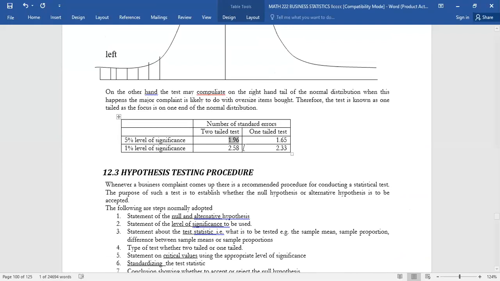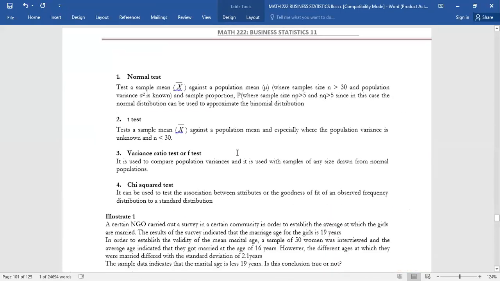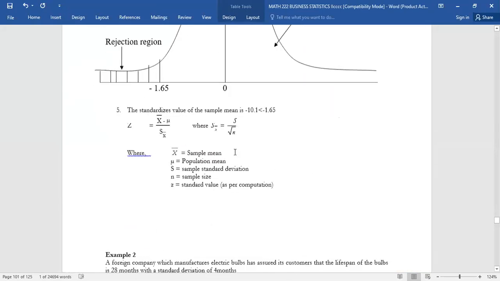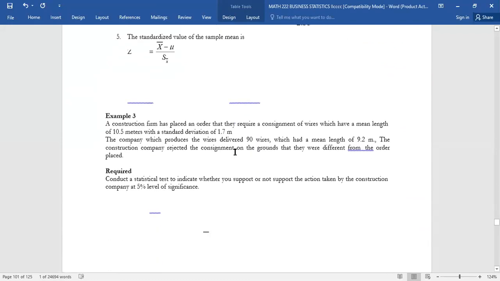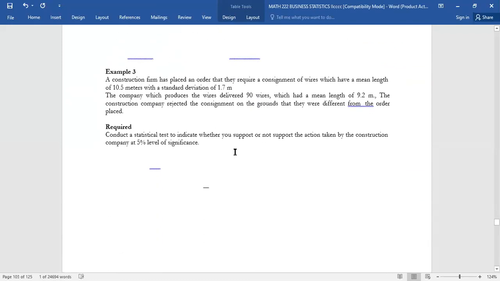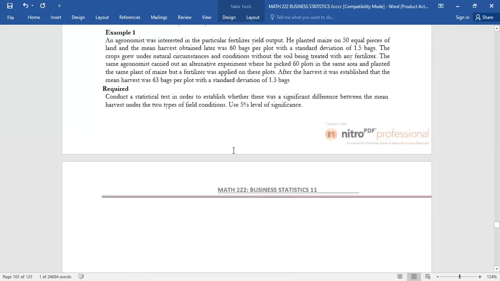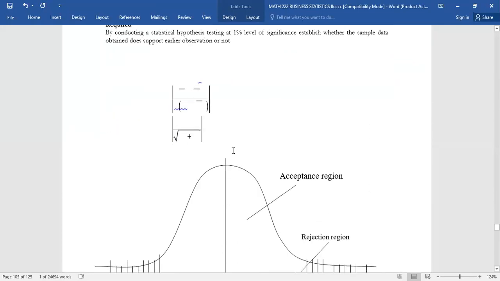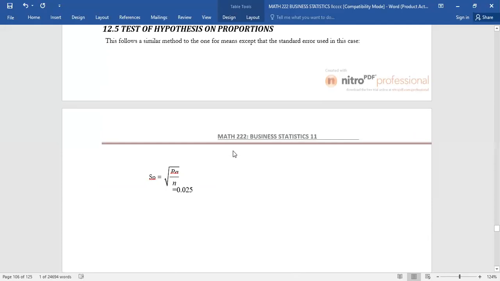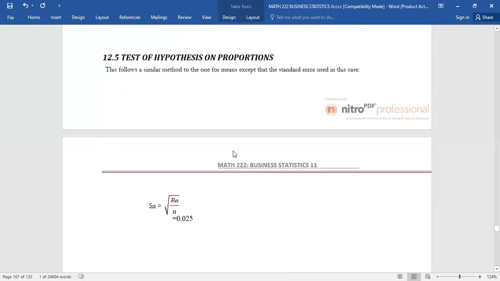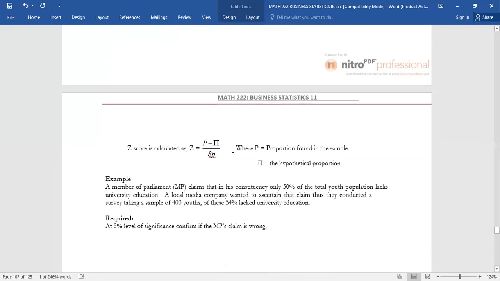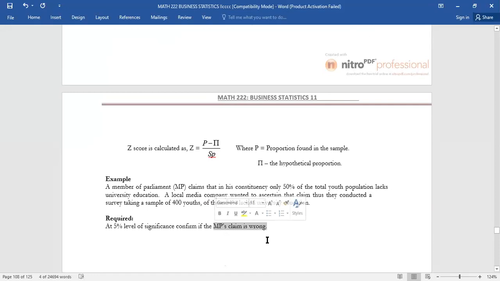So the MP claim is accurate. Is it? Yeah, from the argument, we accept the null hypothesis. So the MP claim is correct. We are testing whether it is wrong. So the MP claim is correct because 1.6 is less than 1.96. Any question?